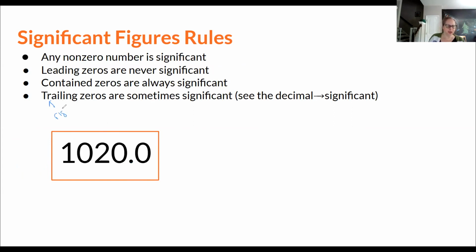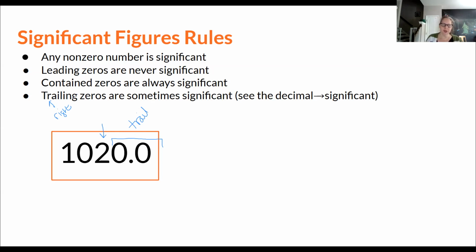Trailing zeros, trailing has a right. So that means to the right of the last non-zero. So in this case, the 2 is our last non-zero. So to the right of that is our trailing. Notice the leading and the trailing and the contained, they're all within a group. So it doesn't matter, again, if there's a decimal place for determining if they're trailing or not. All the zeros to the right of the 2 are trailing.